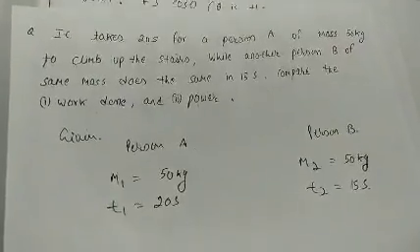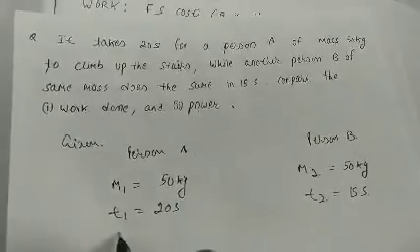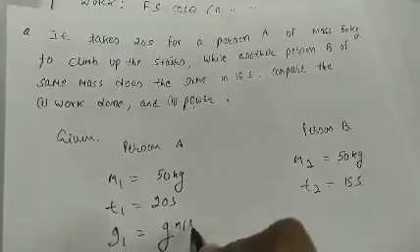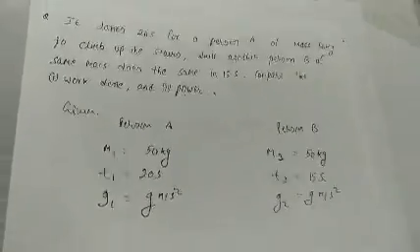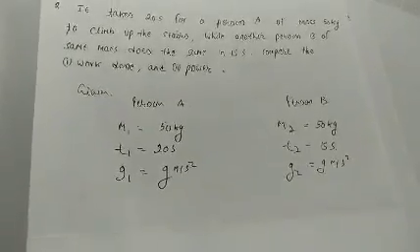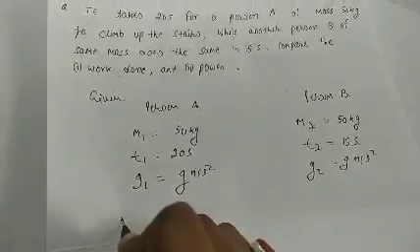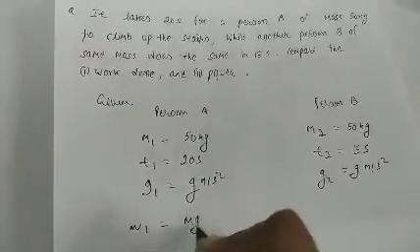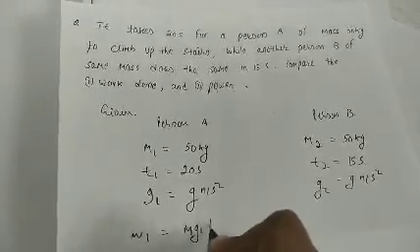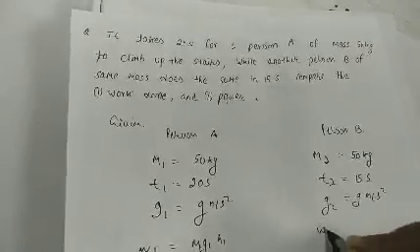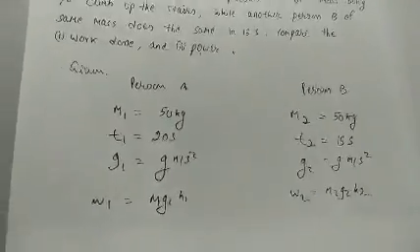And let us assume both of them are under the same action of gravity, so they will have the same acceleration due to gravity. Let the acceleration due to gravity for first person be g meter per second square. For second person also, g2 is g meter per second square. We are assuming that they are under the same action of gravity. Now compare the work done. First, work done for this person is m1 g1 h1. For this person, w2 equals m2 g2 h2.